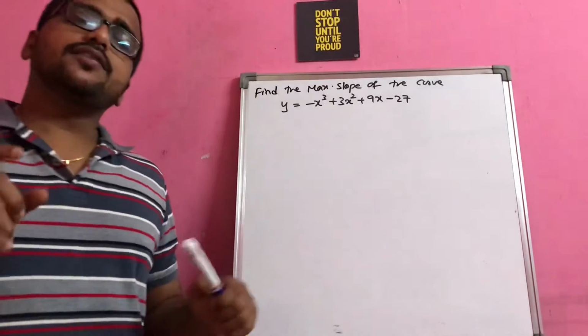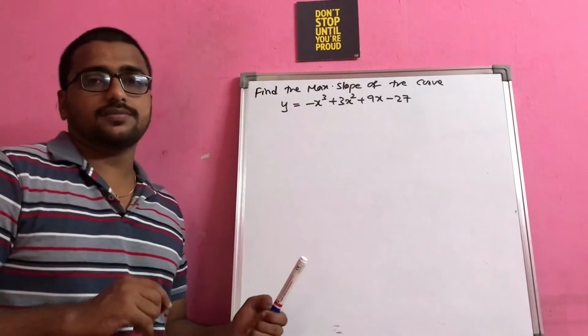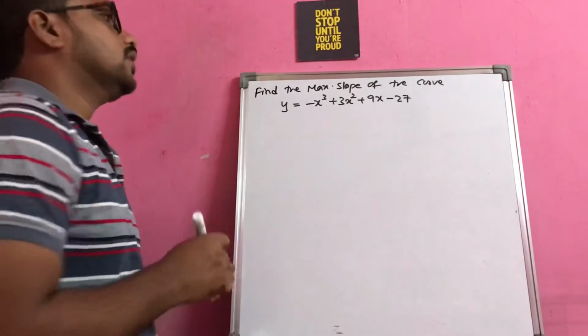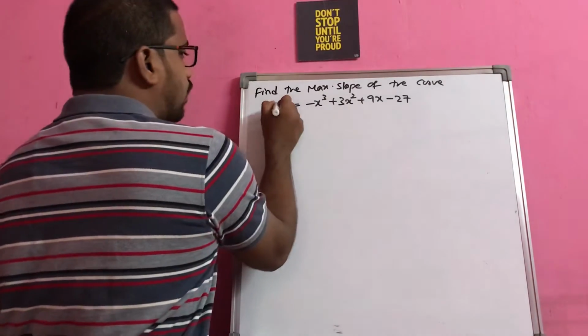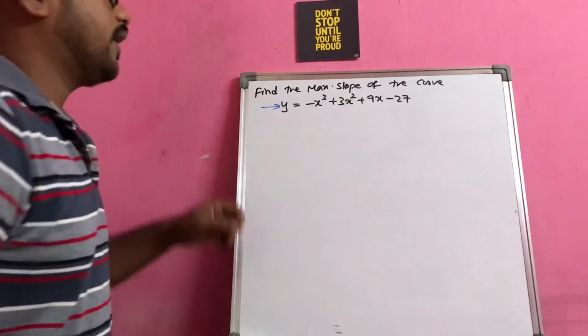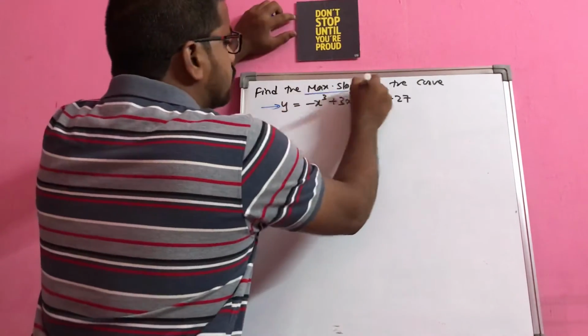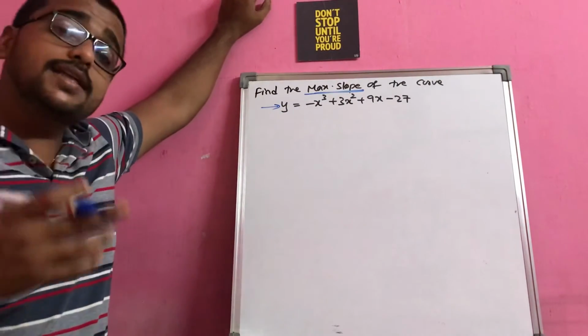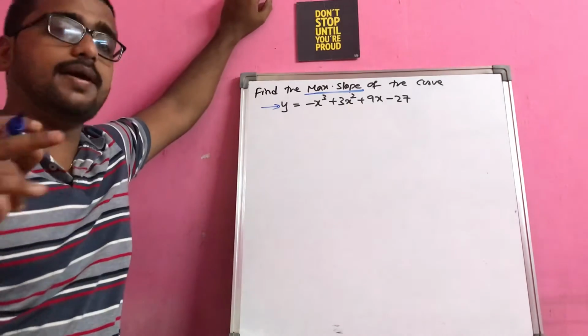They are not asking to find the maximum value of the function. They are asking to find the maximum slope of the curve. So that means this is not your actual function that you have to consider, correct? Because they used the words maximum slope. So first you should find the slope. That is your required function that has to be maximized.